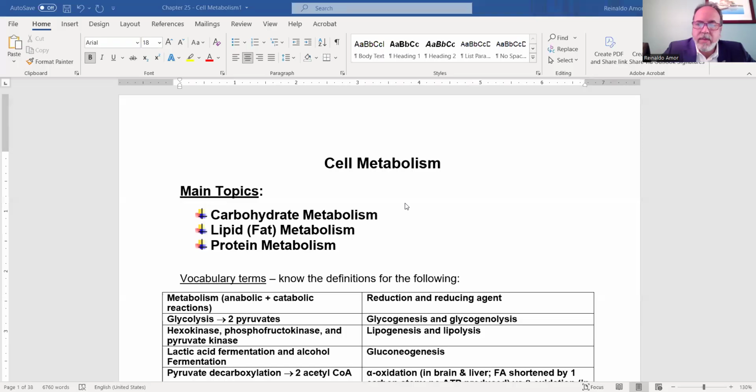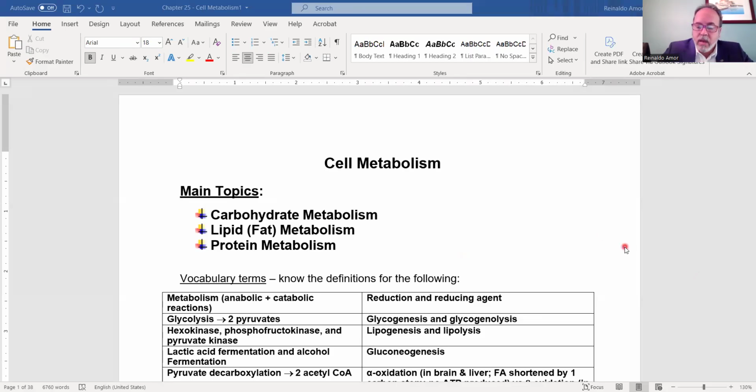Hi, everyone. I'm going to be discussing the topic of cell metabolism. I'm going to start with carbohydrate metabolism. I'm going to get a pointer here. So I'm going to do this quickly. Okay, so yes, you can have a better understanding of what this is.